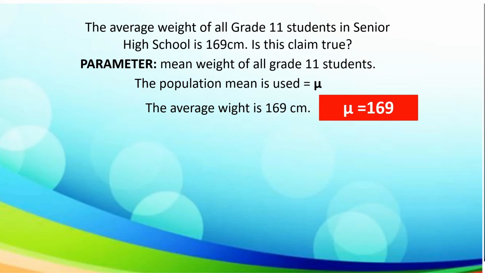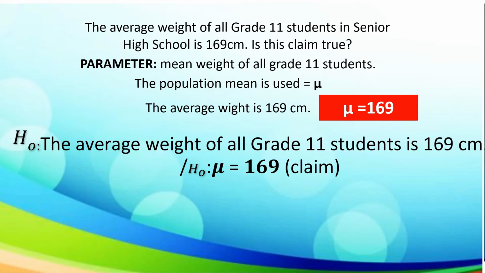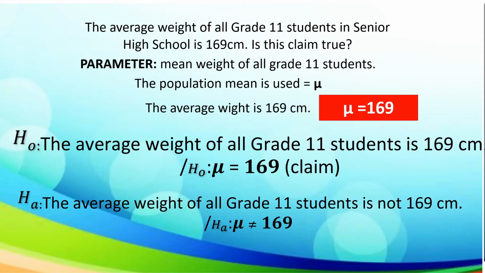Therefore, mu is equal to 169. To use this as our null hypothesis, we can have: the average weight of all grade 11 students is 169 cm. Or in symbol, mu is equal to 169, which is the claim. And for the alternative hypothesis, the average weight of all grade 11 students is not 169 cm. In symbol, we have mu is not equal to 169. Based on the symbols used, they use the equal sign and not equal sign. So, the test to be applied is the two-tailed test.